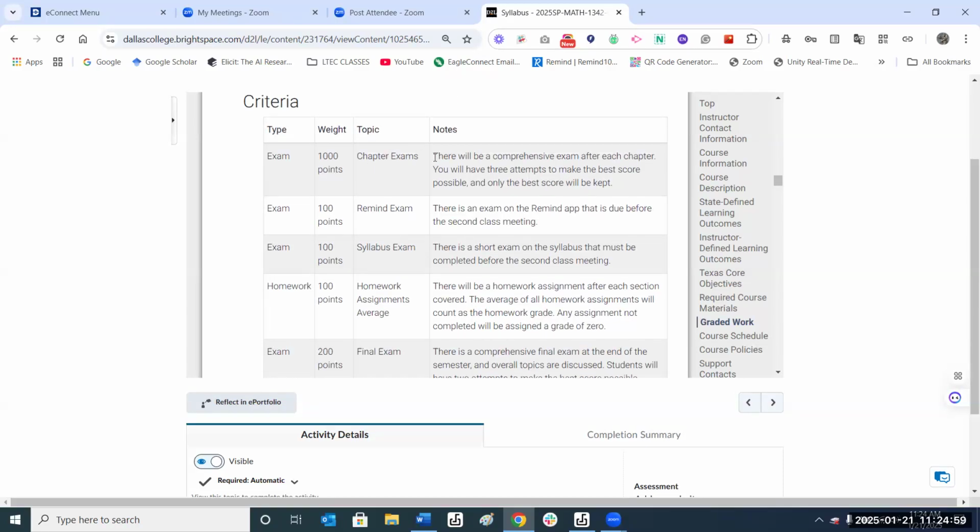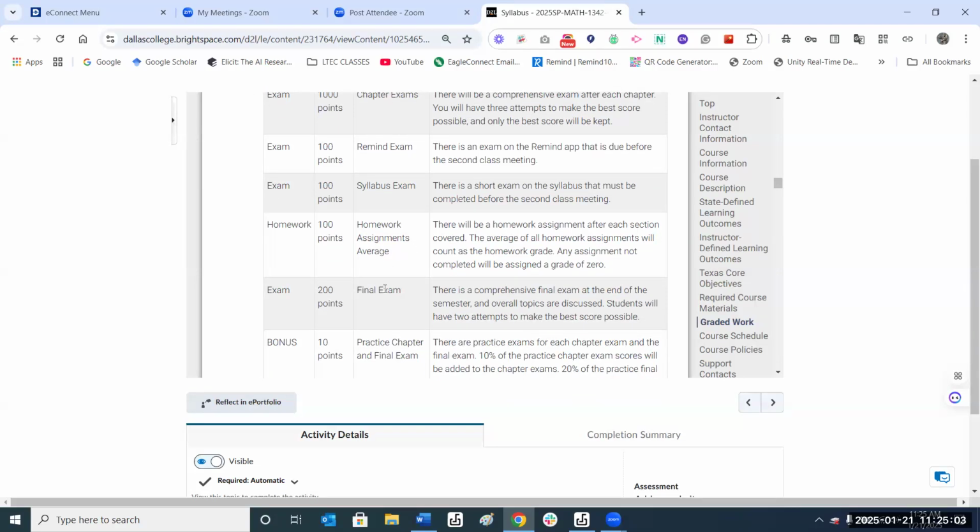And each one of the chapter exams, those are their own grades as well. Then we have a final exam worth 200 points. It's over the entire semester. It's cumulative.